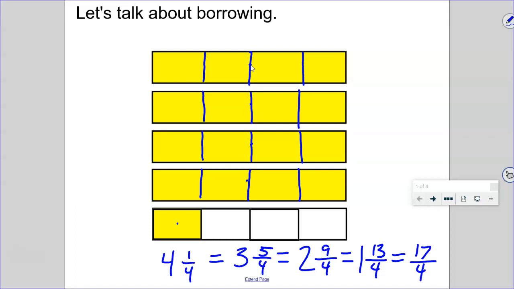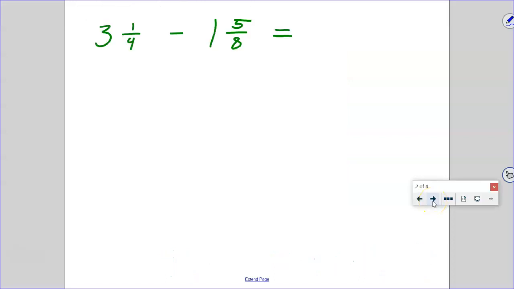This is an important thing to know because we're going to use this kind of borrowing to help us solve subtraction problems. The first problem we have right here is 3 and 1/4 minus 1 and 5/8. First things first, when we are adding or subtracting fractions, common denominators make it much easier. Right now I see that we have fourths and we have eighths.